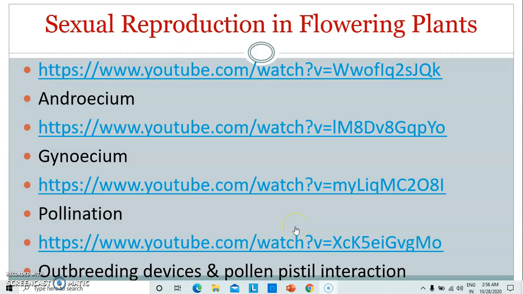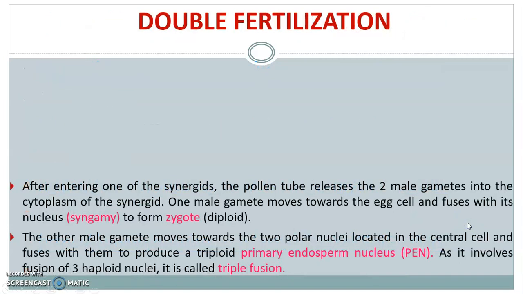I welcome you again in my new lecture, The Sexual Reproduction in the Flowering Plant. In the previous few lectures, I had explained about the androecium, gynoecium, pollination, the outbreeding devices, and pollen-pistil interaction. So you can get the links from this page. Now today I am going to explain the next part of the sexual reproduction in the flowering plant, that is the second step, the fertilization step.